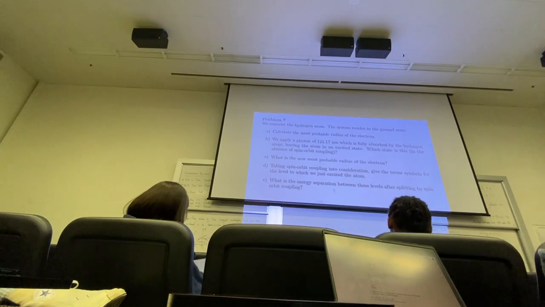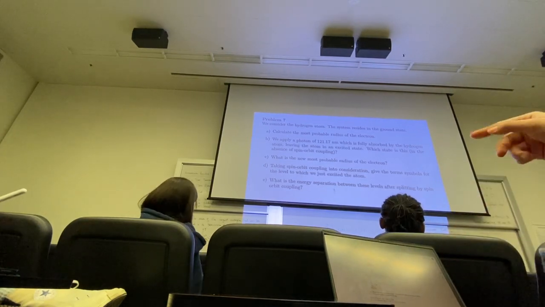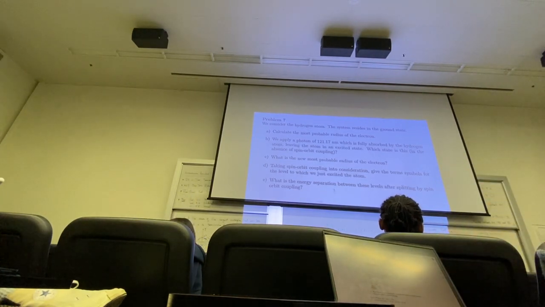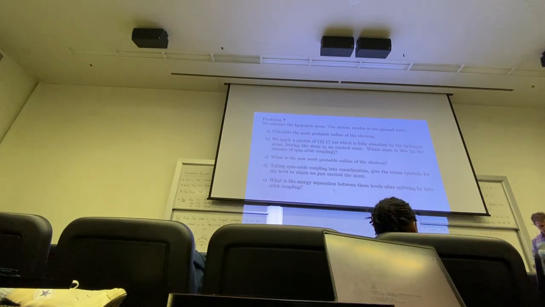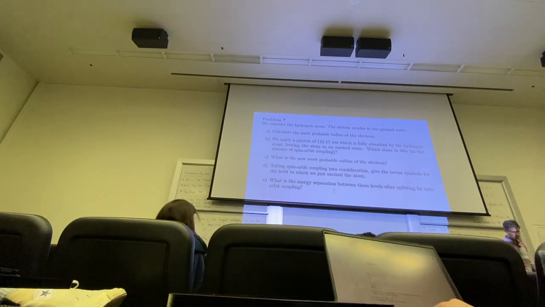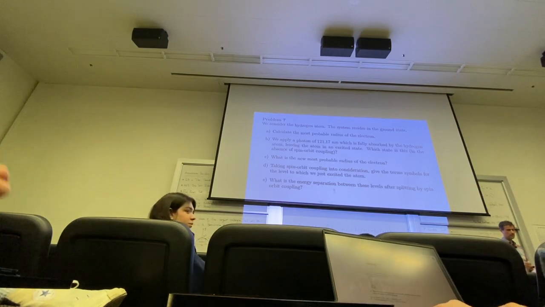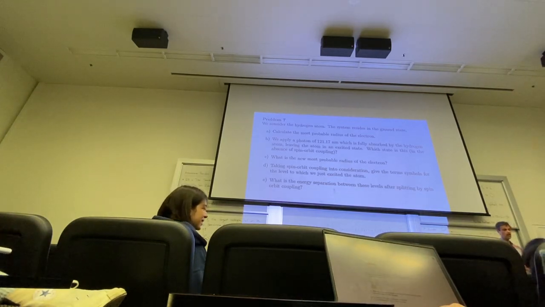Wait, why is there no S? Oh, because they're the same. There's two values of J. So there's 1/2. This value doesn't change, that value doesn't change. They're at the 1/2 and 3/2. Those are two values for J.